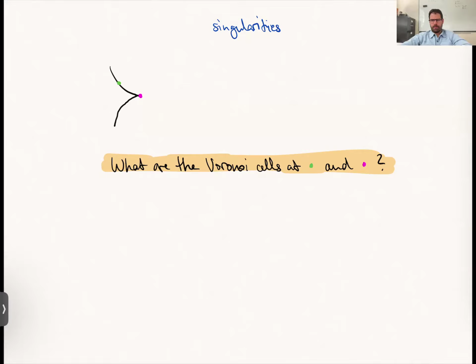At the green, it should be a line that's normal to it, shooting out. Exactly. Very good. I would send you a cookie, but I don't have one, and I can also not send it. But how about somebody else for the pink point? What is this going to look like?